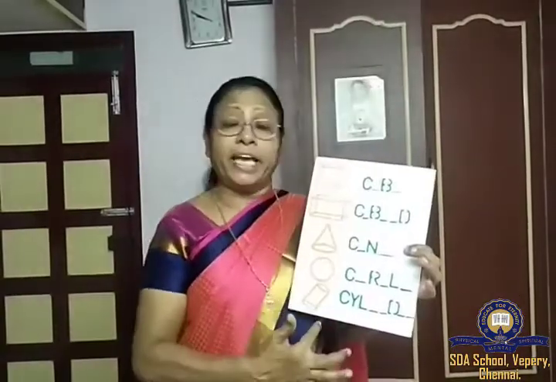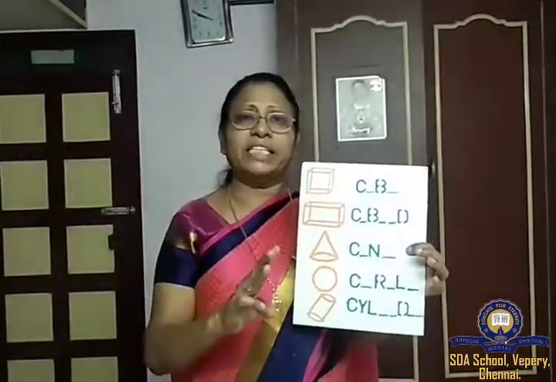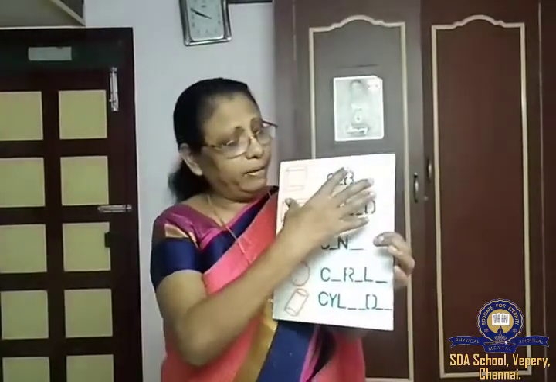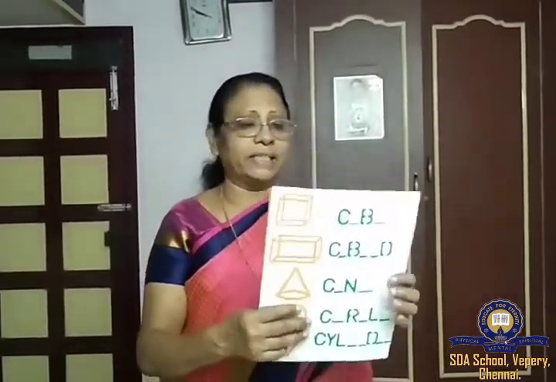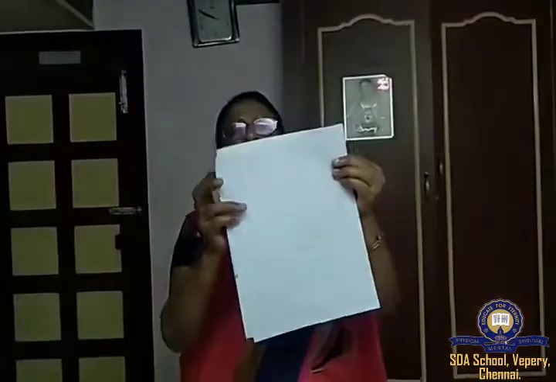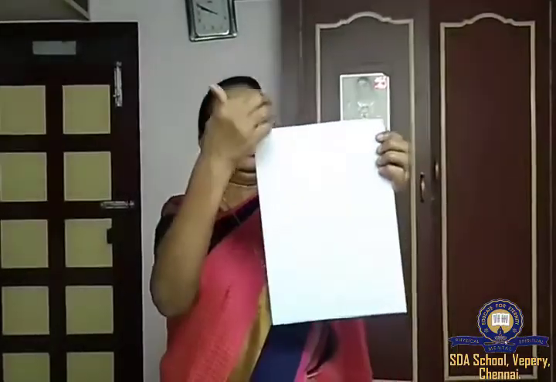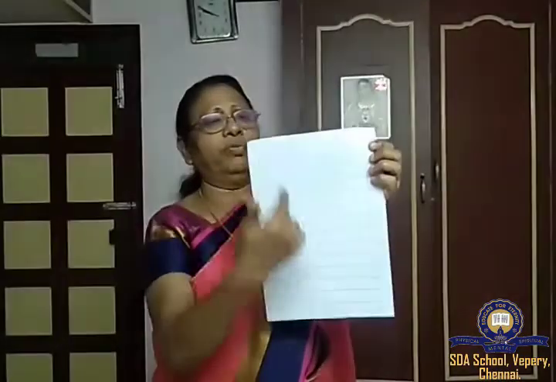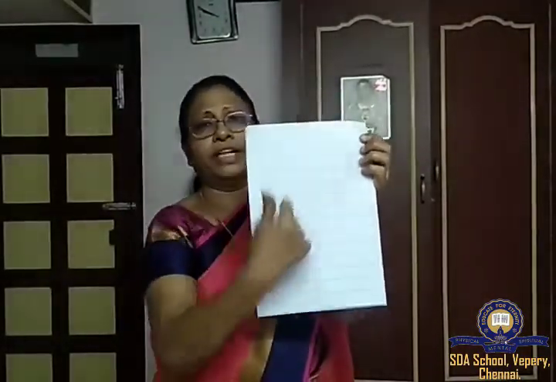These shapes can be 2D shapes and 3D shapes, and you will be able to fill in the blanks. Next, another small activity, which is also on page number 9. You can take a plain paper, and then you draw some lines, vertical and horizontal lines, like this, making squares.